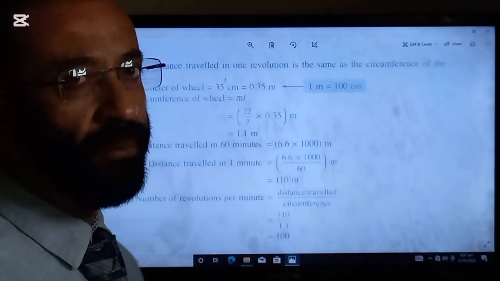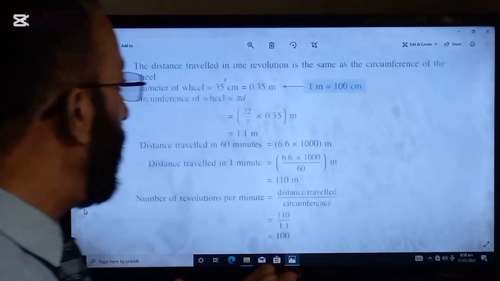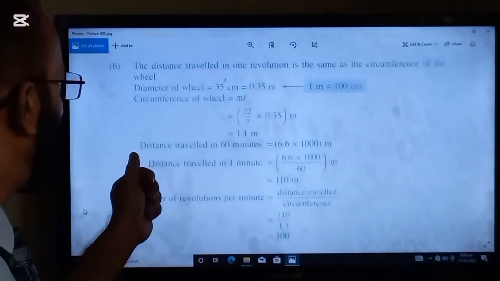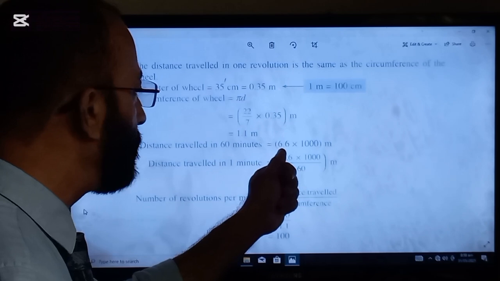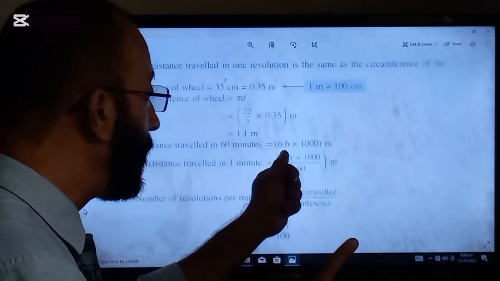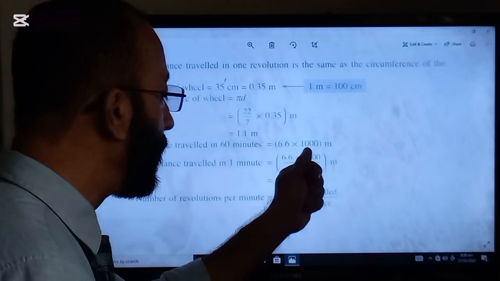Now the speed of the wheel was given, that was 6.6 kilometer per hour, and in 1 hour there are 60 minutes. So distance traveled in 60 minutes is equal to 6.6 kilometer. We will convert kilometer into meters by multiplying this value with 1000.